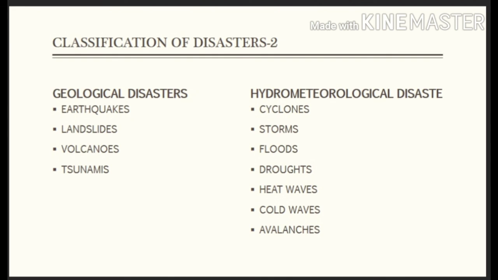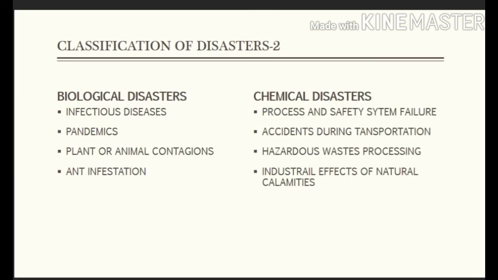And the third type is biological disasters. The disasters which are the result of activity of biological organisms like bacteria, virus, etc. COVID-19 is an example of a pandemic which is the result of activities of a biological agent. So it is considered as a biological disaster. Other infectious diseases and infestation, etc., are the examples of biological disasters.